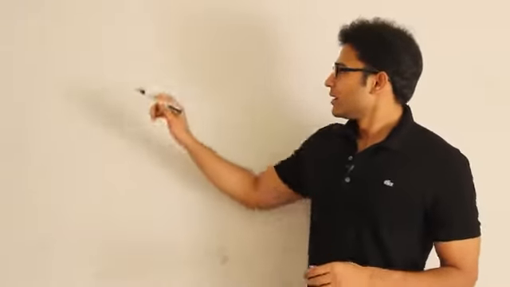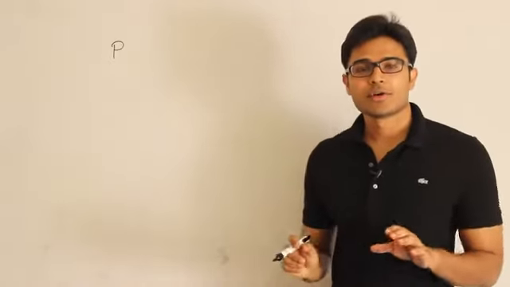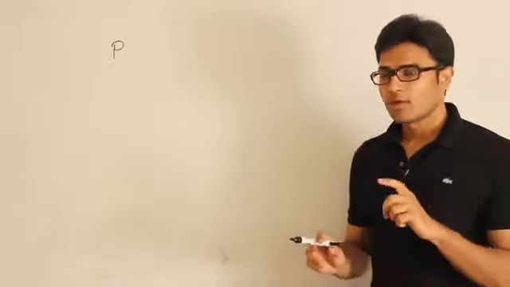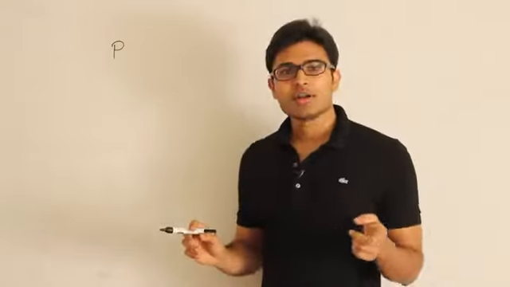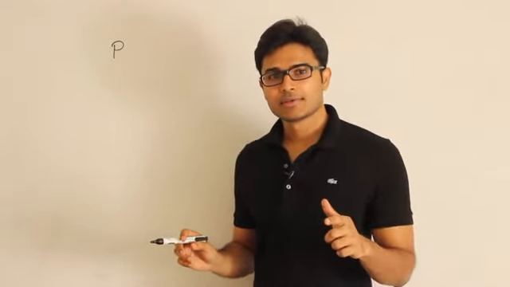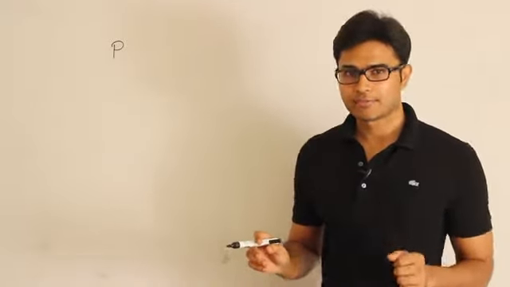Now let's define P and NP. From now on we are going to talk only about decision problems, not about optimization problems. Now P is nothing but the set of all decision problems for which there is an algorithm which solves the problem in polynomial time, right?